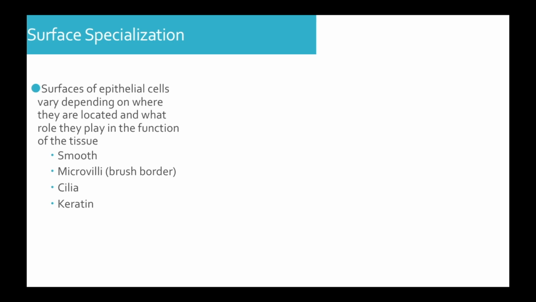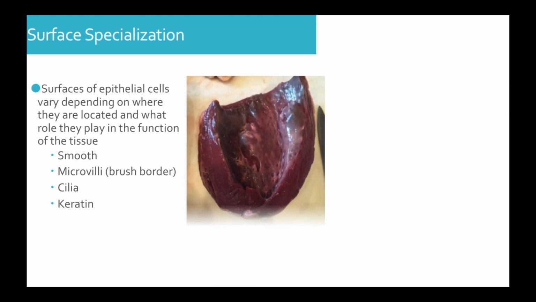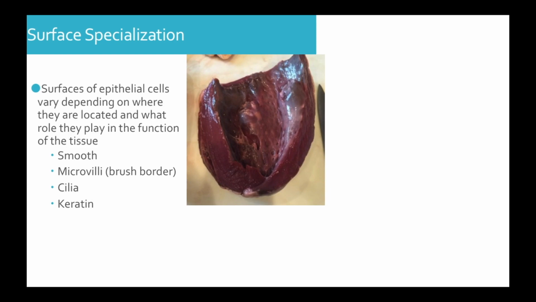Cilia are found in the respiratory tract and the oviduct to help move objects along, because cilia are an aspect of locomotion. Cilia are longer than microvilli. So let's have a look at each. This is smooth type epithelial cells found in the heart to allow blood to flow easily without catching in the heart muscle, across the heart muscle, of course.